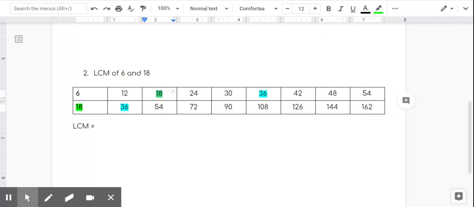So now that we have our common multiples, the L in LCM stands for the least, or the lowest common multiple. And in that case, our answer is 18. Our least common multiple of 6 and 18 is 18.